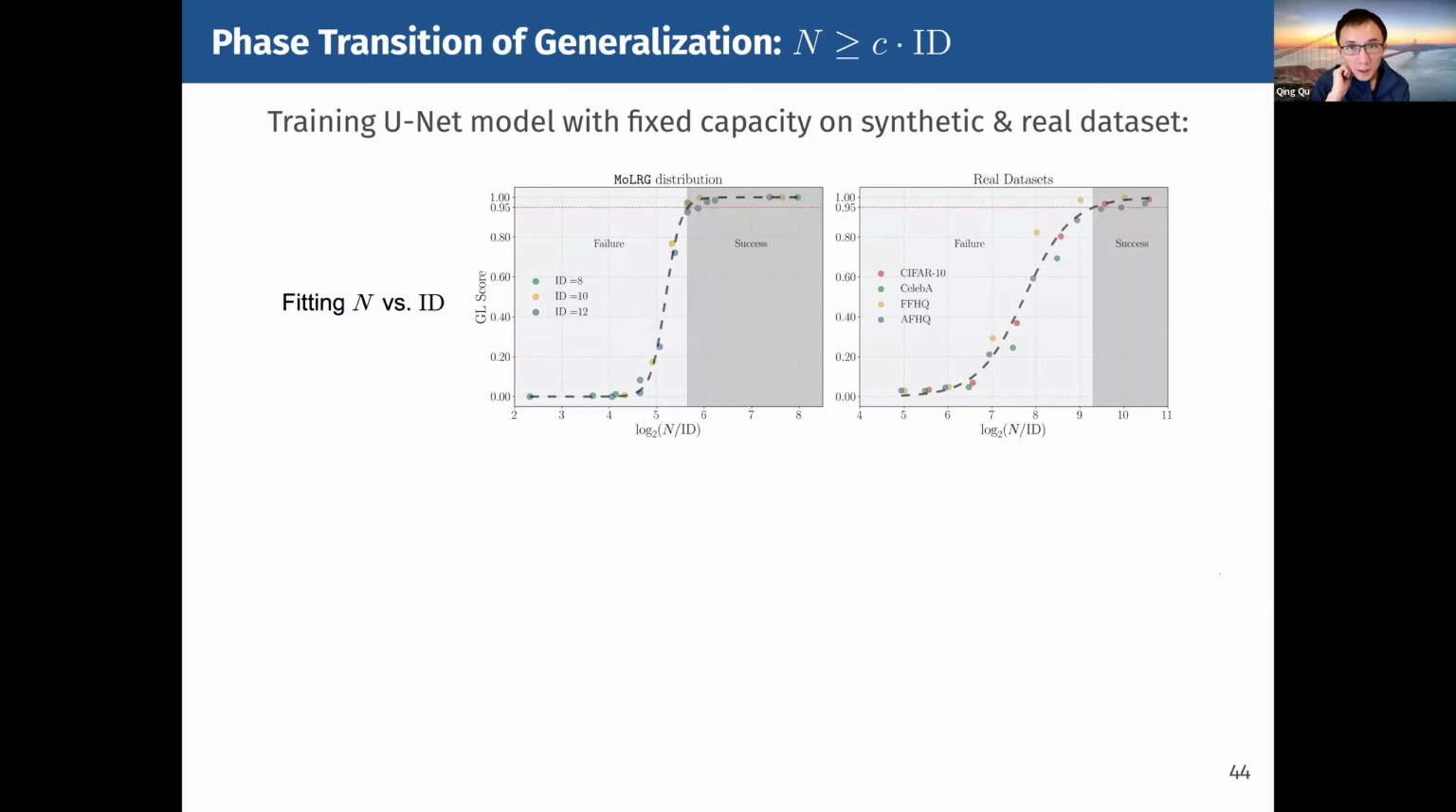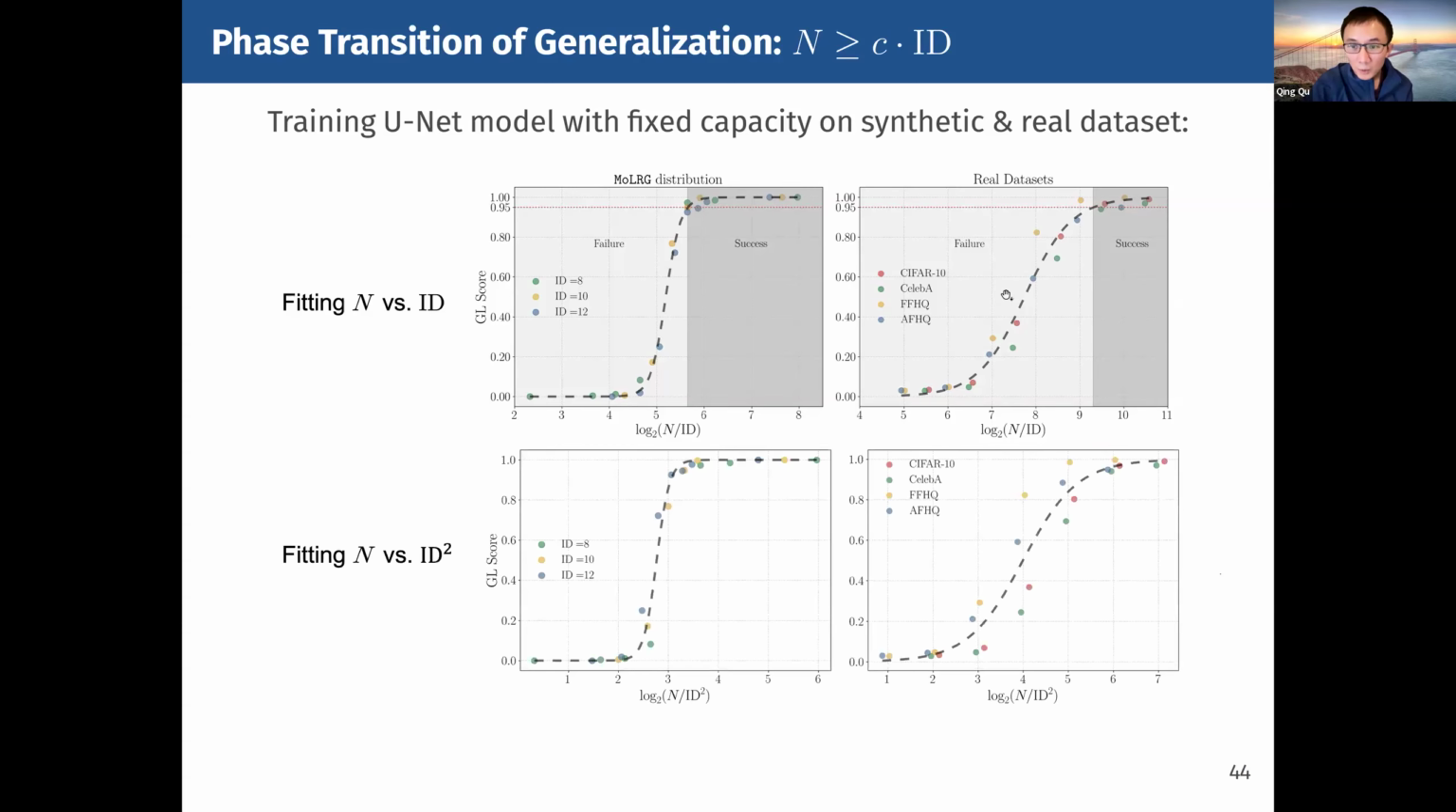And this can be confirmed when we're training a real nonlinear U-Net-based network on both mixture Gaussian and real datasets, where we train our model on all kinds of datasets, and we are trying to fit a linear dependence between the number of samples and the intrinsic dimension. And this is the fitting error shown here. But when you're fitting with a quadratic dependence between n and intrinsic dimension, the curve encounters a larger fitting error, which suggests that even on real datasets, the dependence on intrinsic dimension is roughly linear.